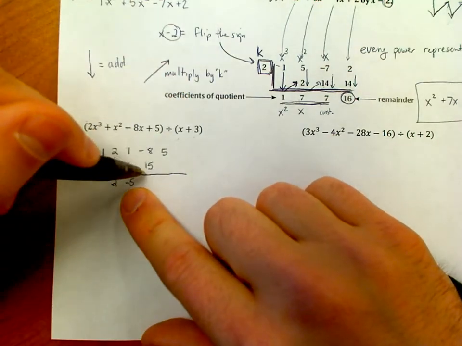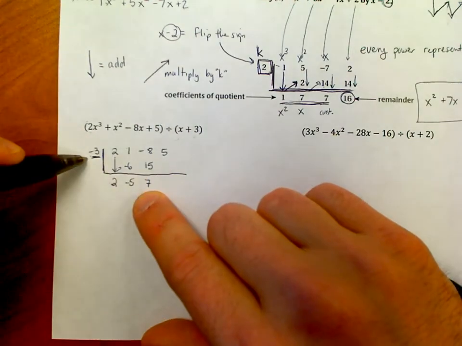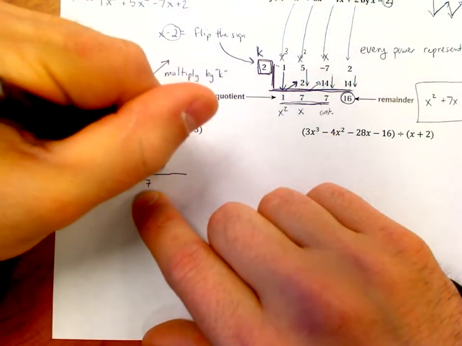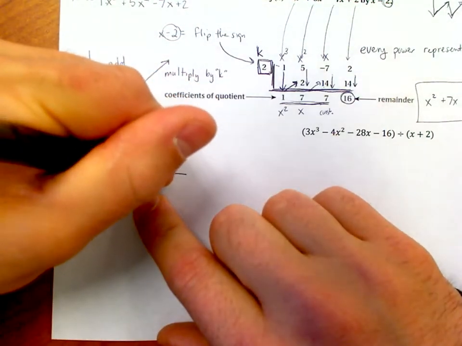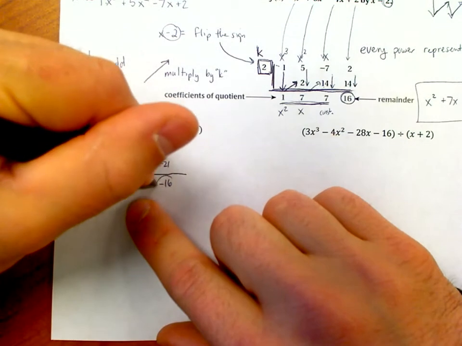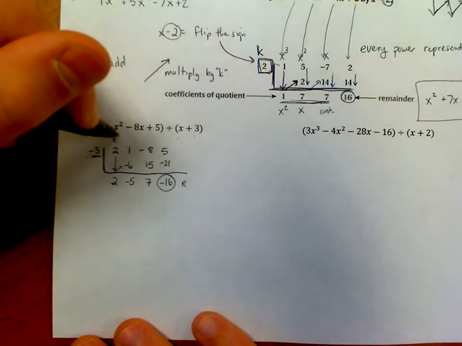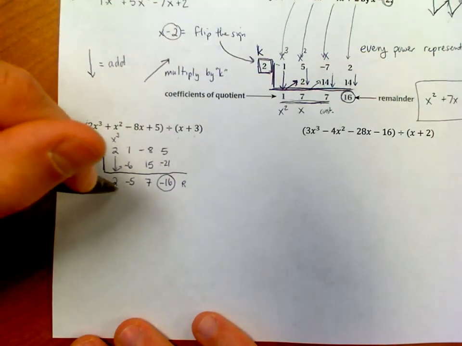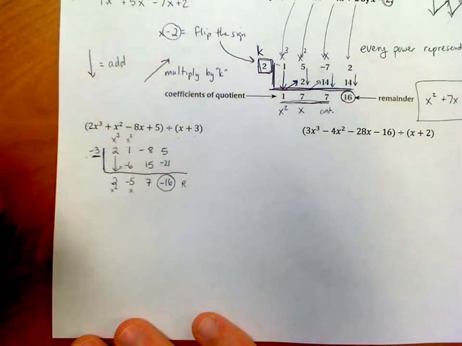I add vertically. 15 minus 8 is positive 7. 7 times negative 3 is negative 21. 5 minus 21 is negative 16. And this last number is always the remainder. Now, this is how many x cubeds I have, so this is how many x squareds I have. This is how many x squareds I have, so this is how many x's I have. In other words, you always drop by 1 power of x.